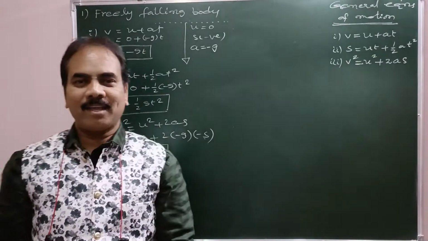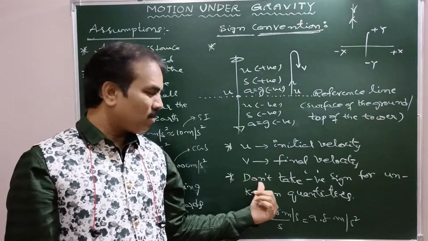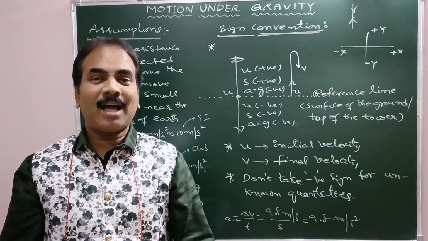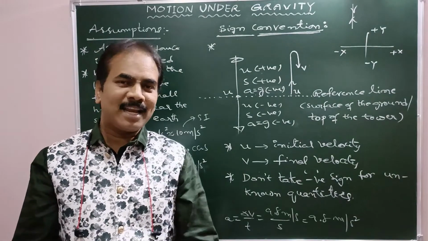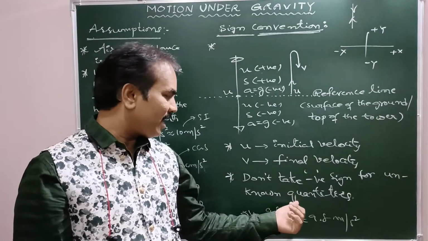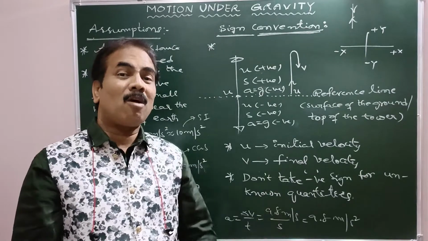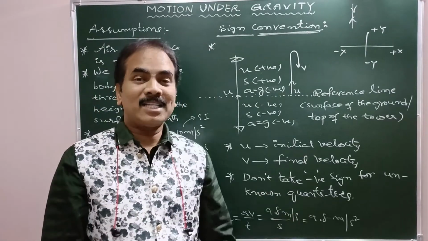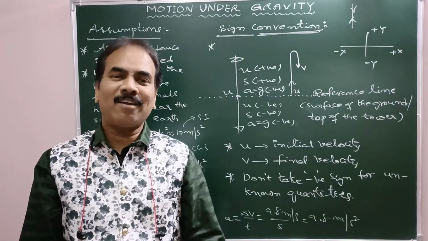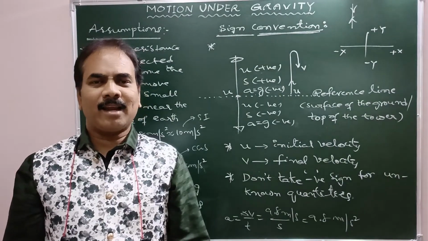Here is one more point in sign convention. Don't take a negative sign for unknown quantities. If at all it is really negative, it comes in the end. So we are not supposed to take a negative sign for unknown quantities. Take all known quantities with proper signs, but don't take a negative sign for an unknown quantity. If at all it is negative, it comes with the negative sign in the end.